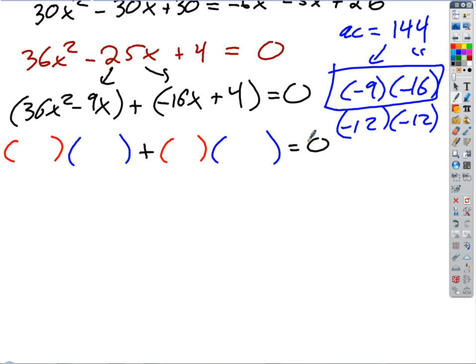Okay, we know that whatever the leftover is from the first group is going to the second group, right? So now we can just focus our attention on the first group. What is the greatest common factor of the first group?